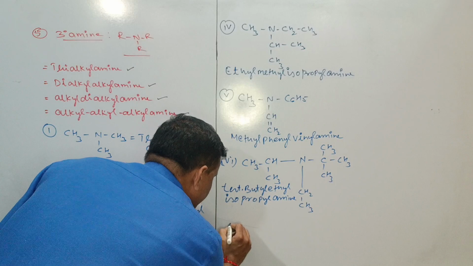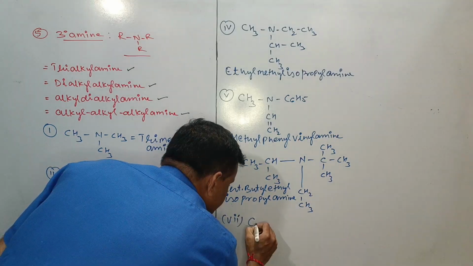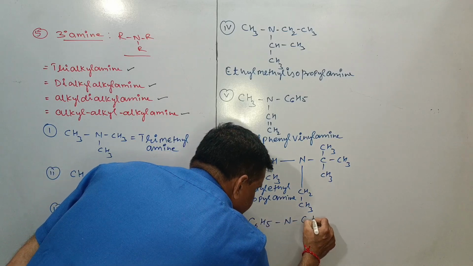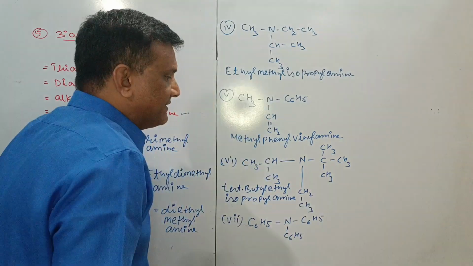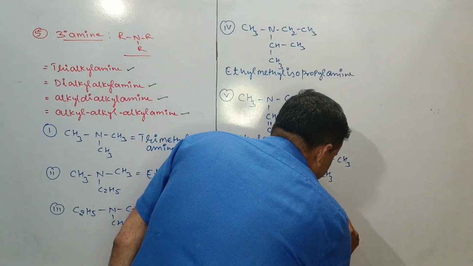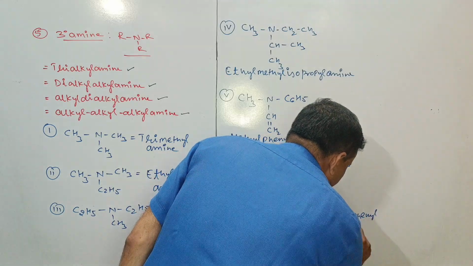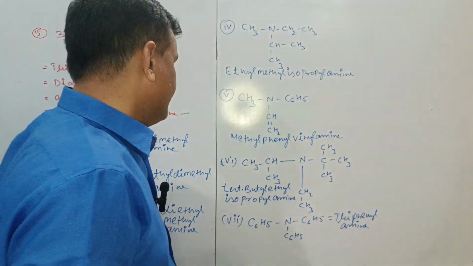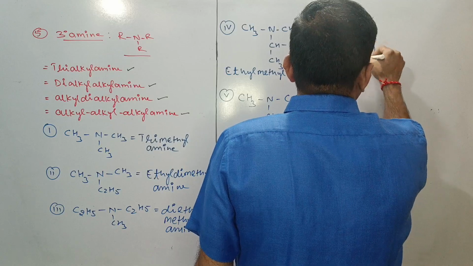We can take a final example. Yes, you can say more examples also. Just C6H5, this is the N, C6H5. This is the C6H5. Both are phenyl. So you can call it triphenylamine. Triphenylamine.